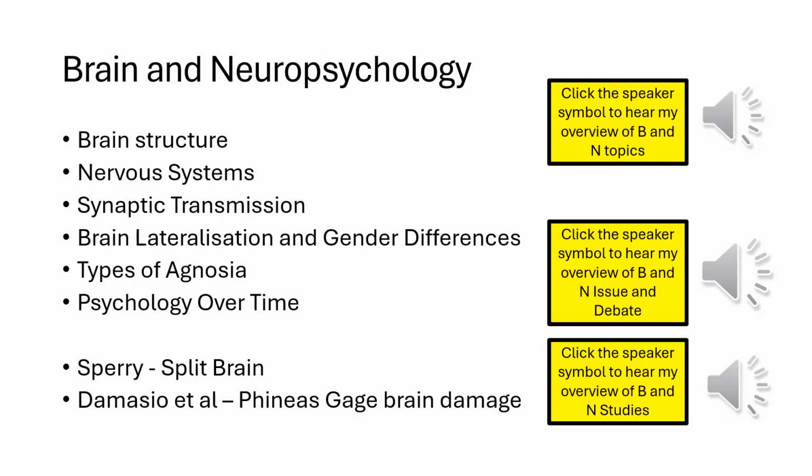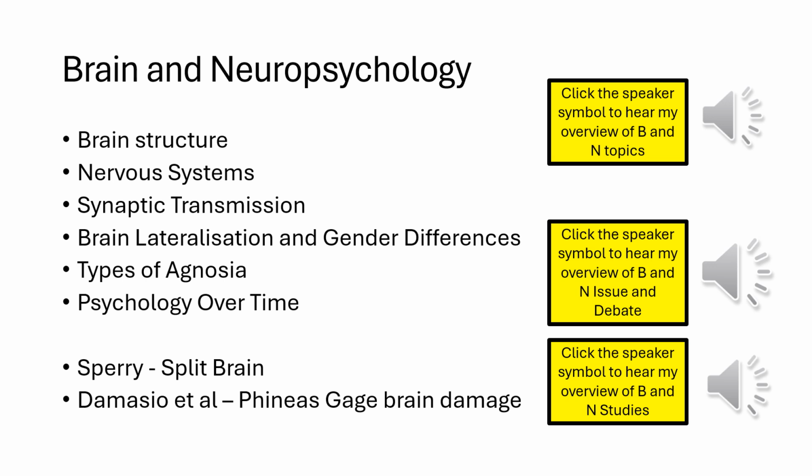On the screen, you can see the topics for the brain and neuropsychology topic. So brain structure is the different parts of the brain, knowing that the frontal lobe does impulse control and decision making, your parietal lobe does perception and understanding the world around us, the temporal lobe does understanding and processing speech, the occipital lobe is about processing and understanding visual information, and your cerebellum is managing motor commands.